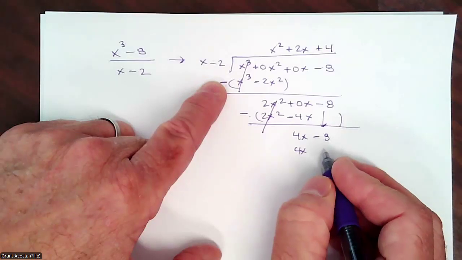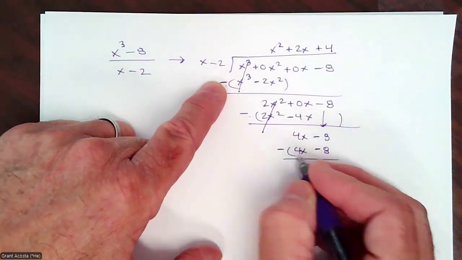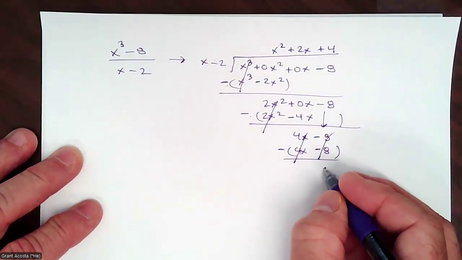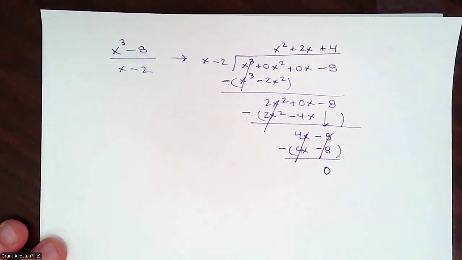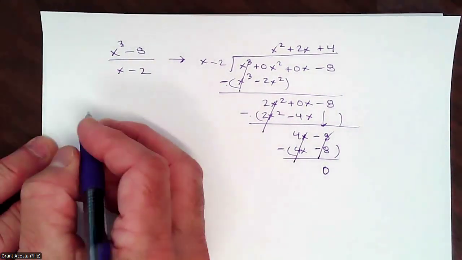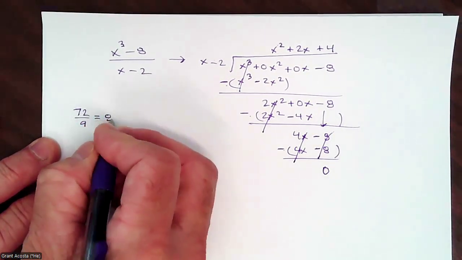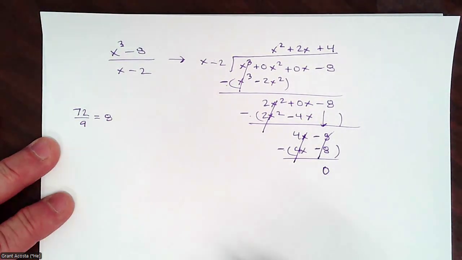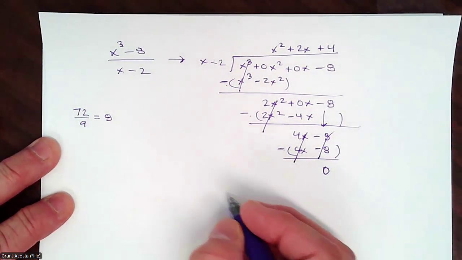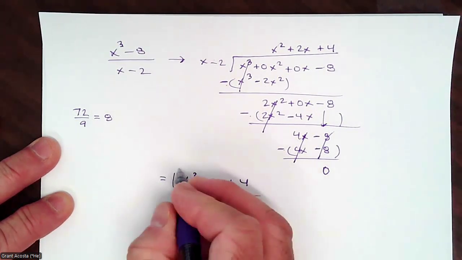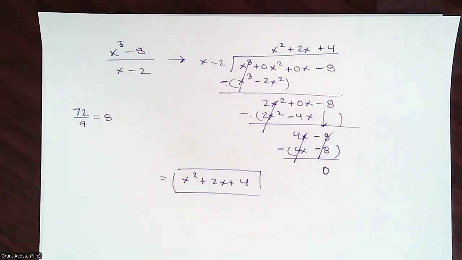4x minus 8. And notice what happens here. That cancels. Negative 8 minus negative 8 cancels as well. So I get a remainder of 0. And what does that tell you? It's just like if you're doing 72 divided by 9, you get 8. There is no fraction. It goes in evenly, right? So my answer here is just x squared plus 2x plus 4. There is no remainder on that one. All right. Hopefully this makes sense, and let me know if you have questions.